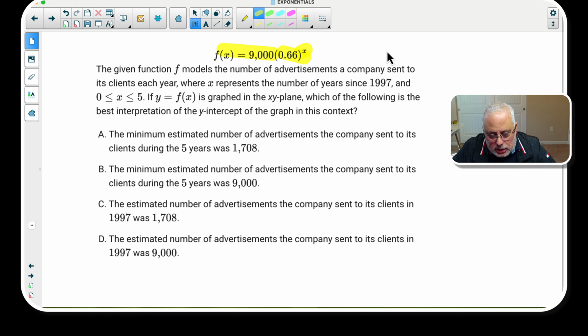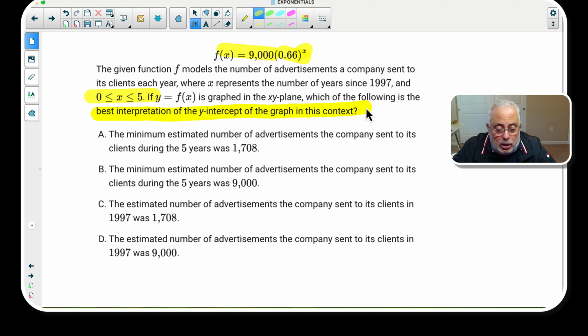The question says the given function f models the number of advertisements a company sends to its clients each year, where x represents the number of years since 1997. And x is less than or equal to 5 and greater than or equal to 0. This is the domain. The function y equals f of x is graphed in the xy-plane. Which of the following is the best interpretation of the y-intercept? So we are talking about the interpretation of the y-intercept.